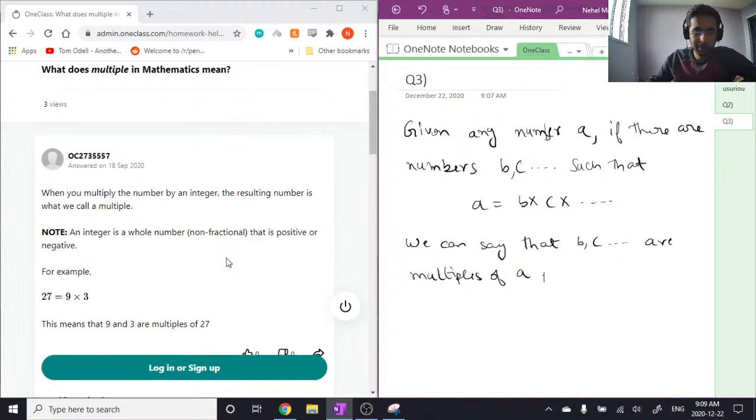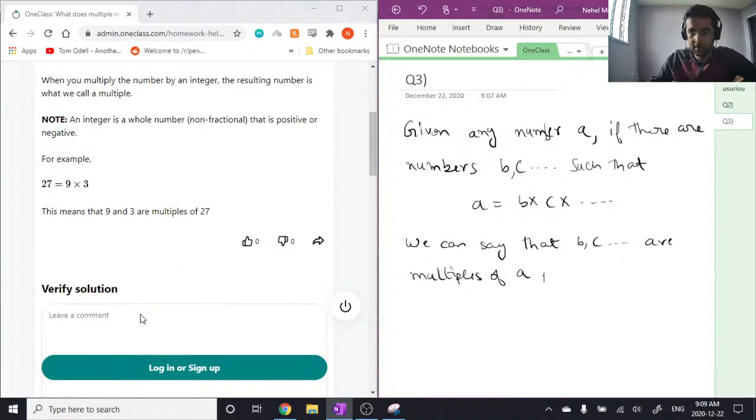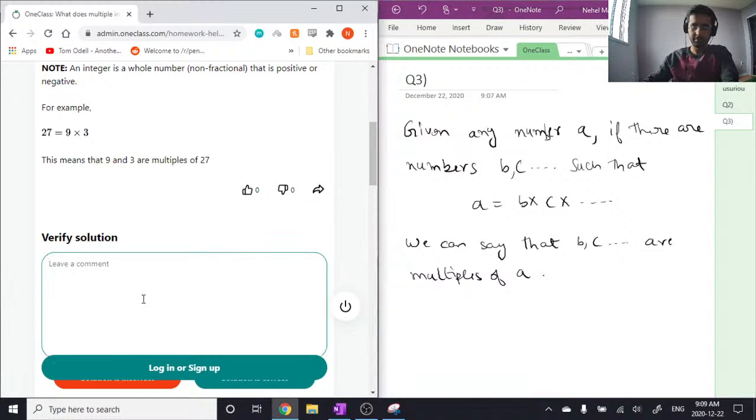Okay. So when you multiply the numbers of an integer, the resulting number is what we call a multiple. An integer is a whole number. So for example, if you give me 27, this means that 3 and 9 are multiples of 27. Okay. I hope that's clear. So the solution.